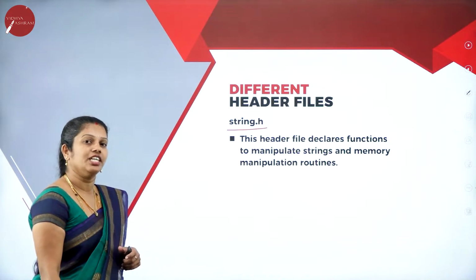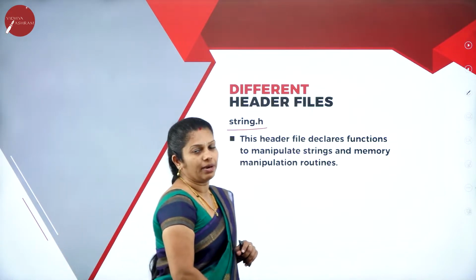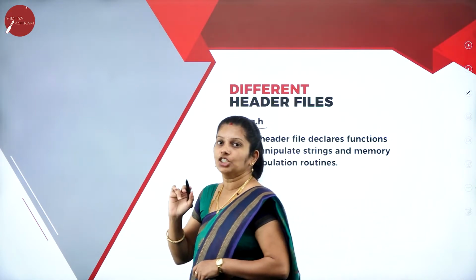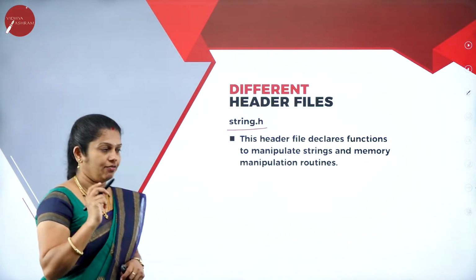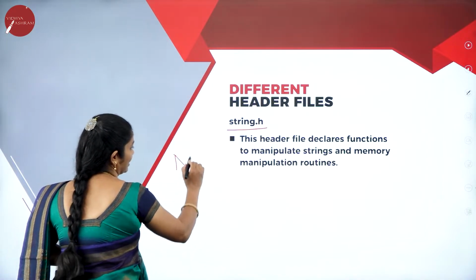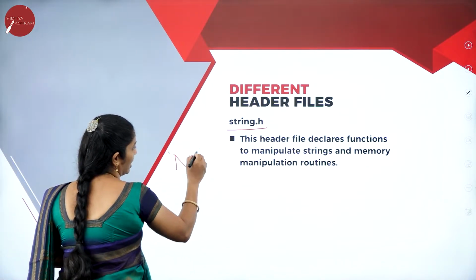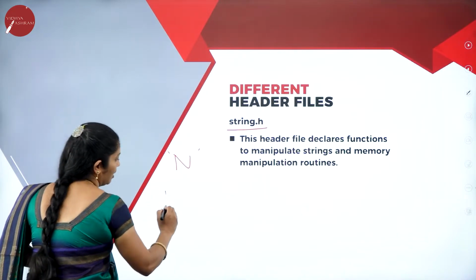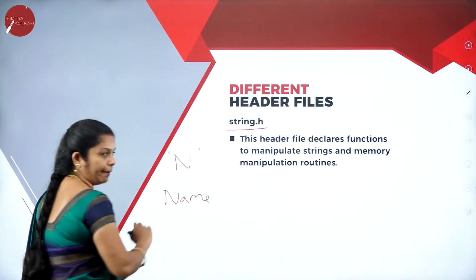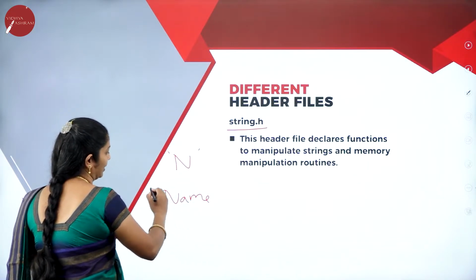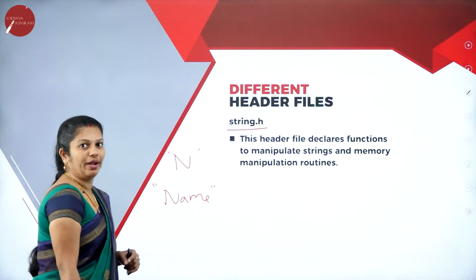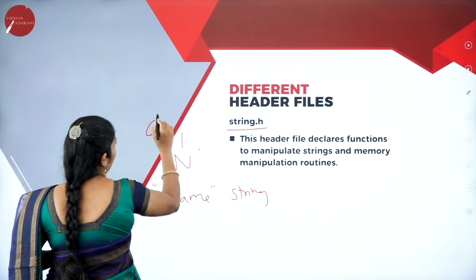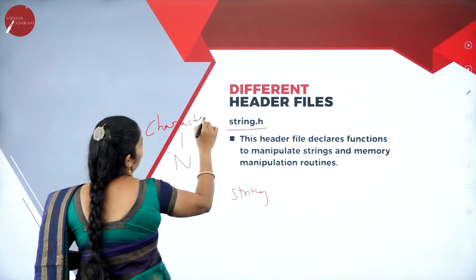That is, especially the string.h header file. What do you mean by this? First of all, what do you mean by string? A string is a collection of characters. For example, if I have a character, I am going to take 'n' as a character. It is opened as well as closed by single quotes. For example, "NAME": here name is a collection of characters. It is opened as well as closed by double quotes. This can be called a string, whereas the other one can be called a character.